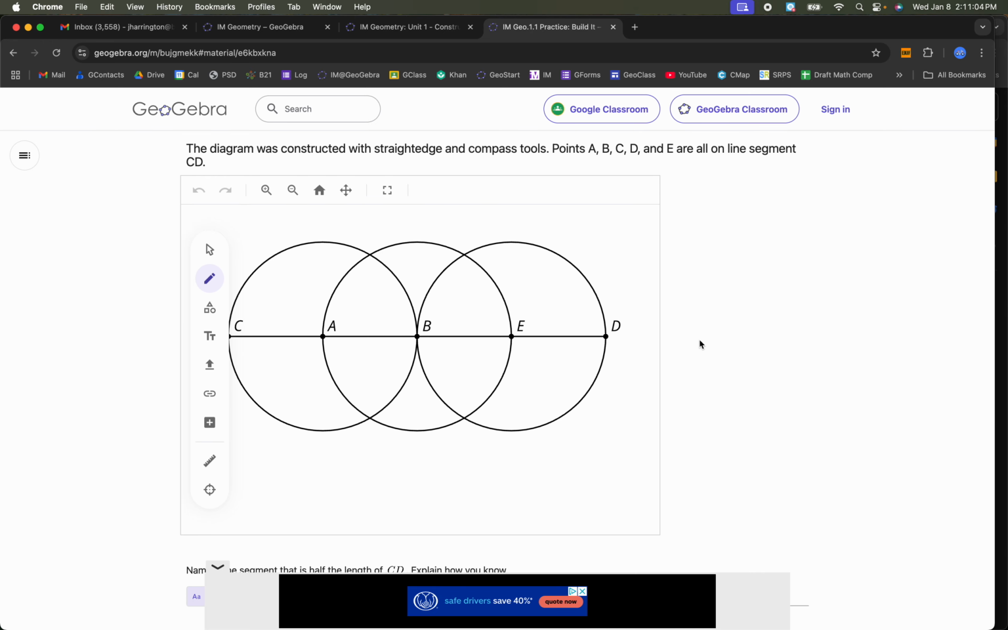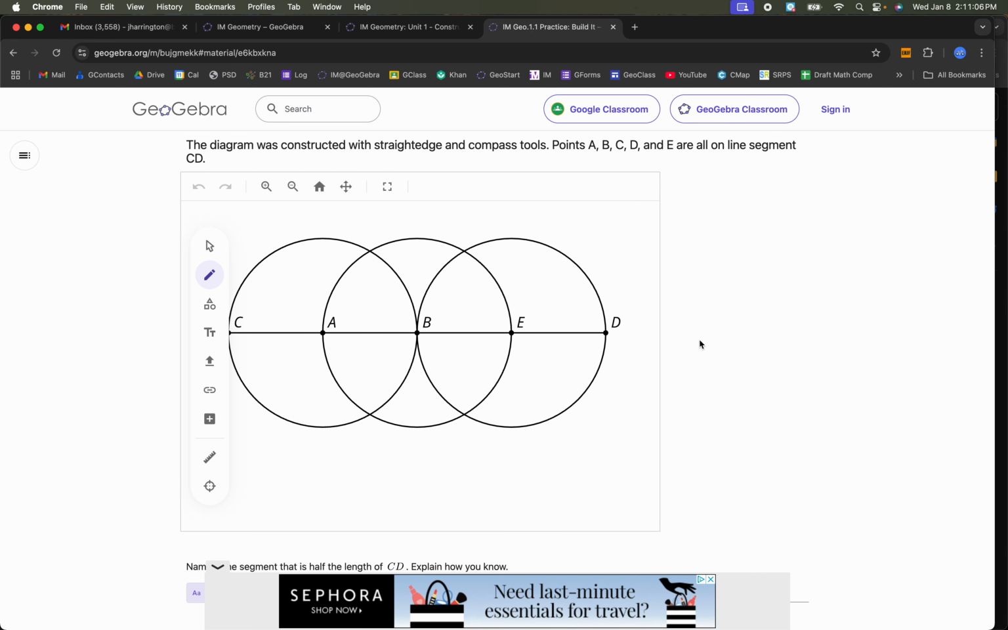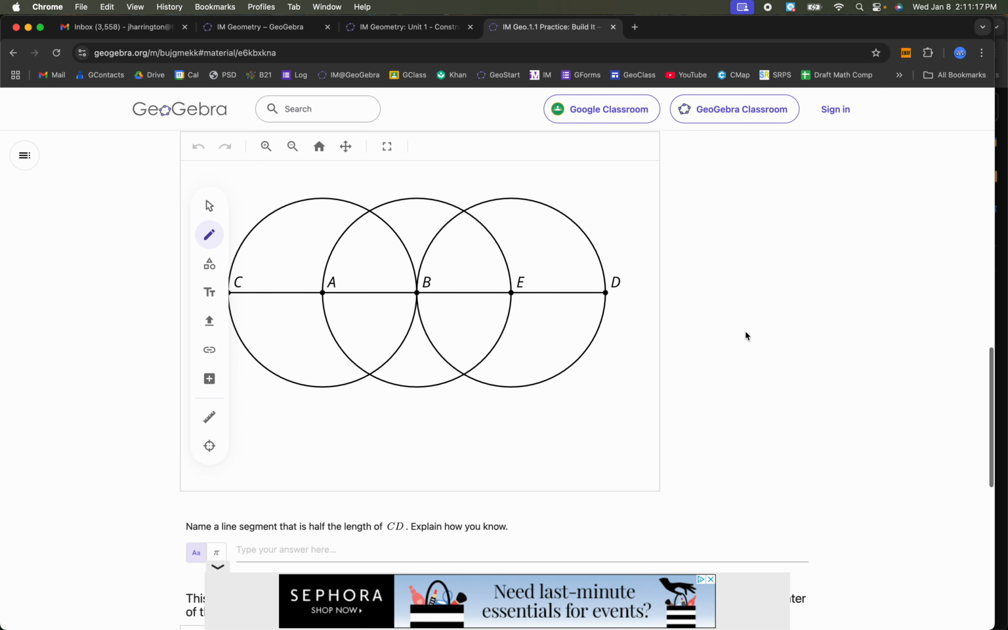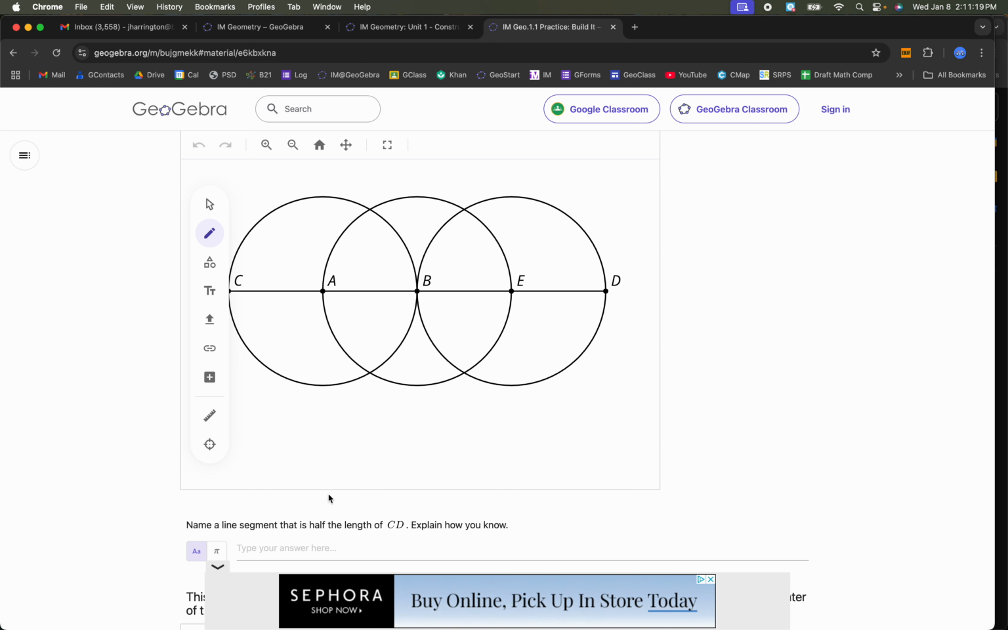The diagram was constructed with straight edge and compass tools. Points A, B, C, D, and E are all on line segment CD. So these are all on one line. All right. Name a line segment that is half the length of CD.